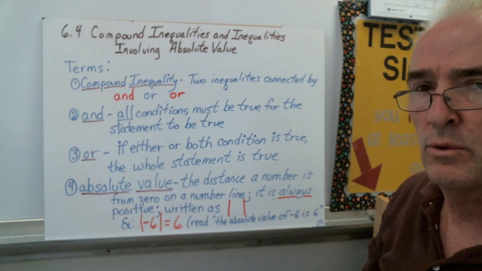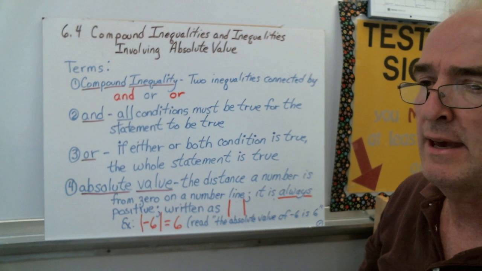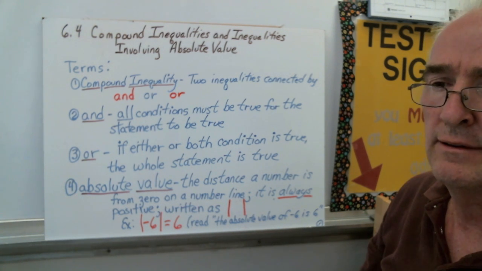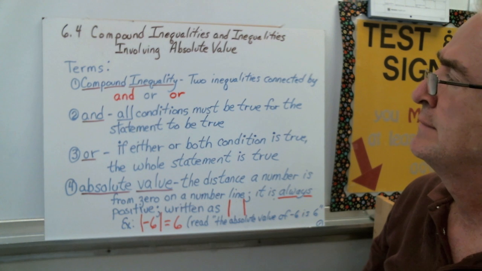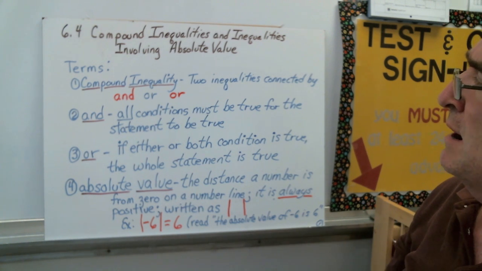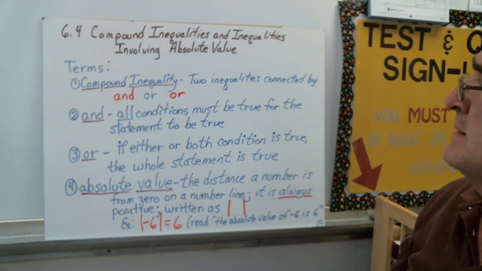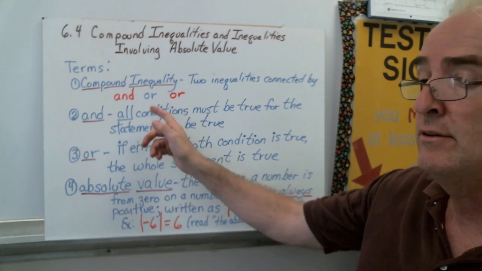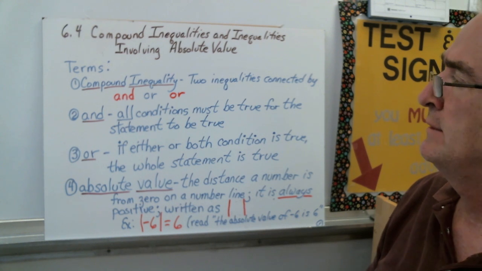Before we really get into the work today, I want to focus on some key terms that are crucial to our mastery of the content that we're covering in this video. So let's take a look at some definitions. First, number one, a compound inequality. That is when you have two inequalities connected by the words and or. Compound inequality.